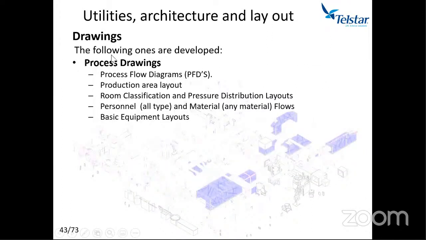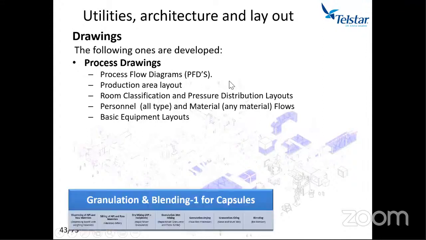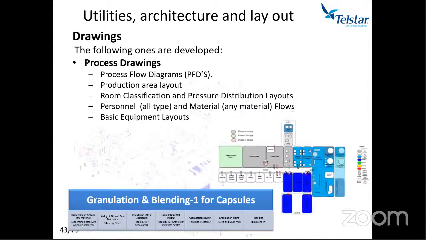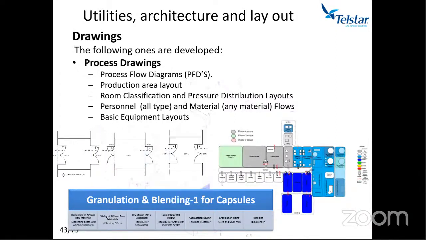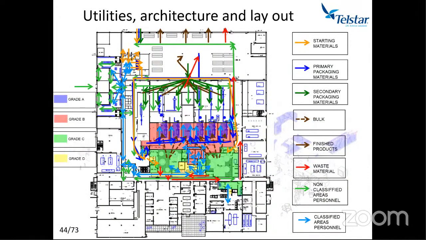Okay, what will we develop with these ideas that we have been talking about? We will have process flow diagrams, the production area layout, room classification and pressure distribution layouts, personnel flows, the design of the different airlocks, and basic equipment layout. So these are the things we're going to be taking into consideration and delivering. And sometimes the final result is such that you'd say, whoa, impossible to know what is here.